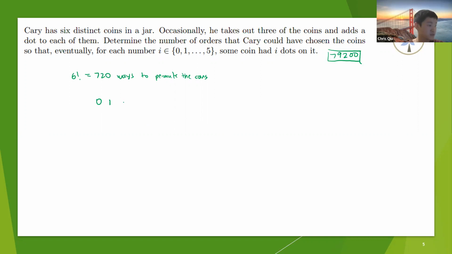So the way we're going to visualize this is by drawing out a table that represents which coins are chosen at which step. So here are our 6 coins: 1, 2, 3, 4, 5, and 6. And the number of dots they have at the end are 0, 1, 2, 3, 4, and 5. So these are the totals.